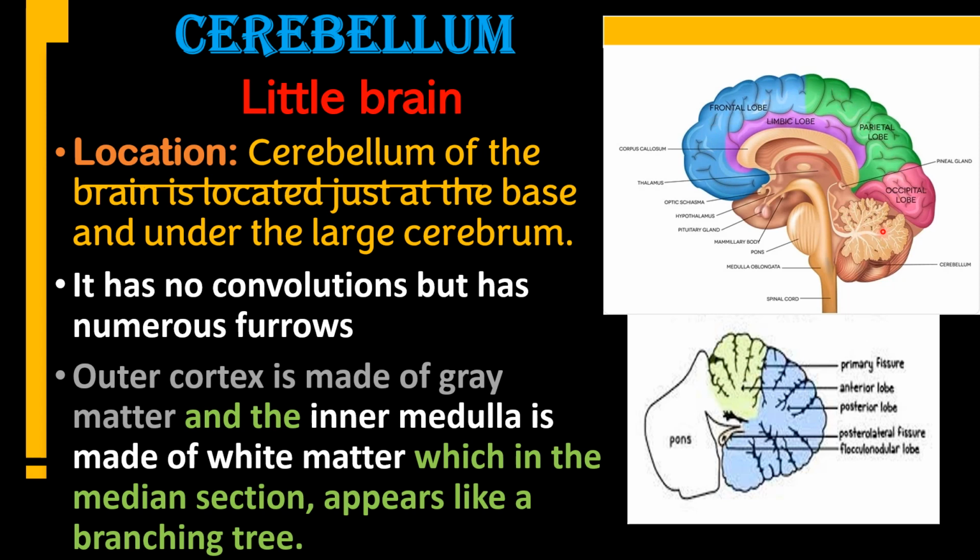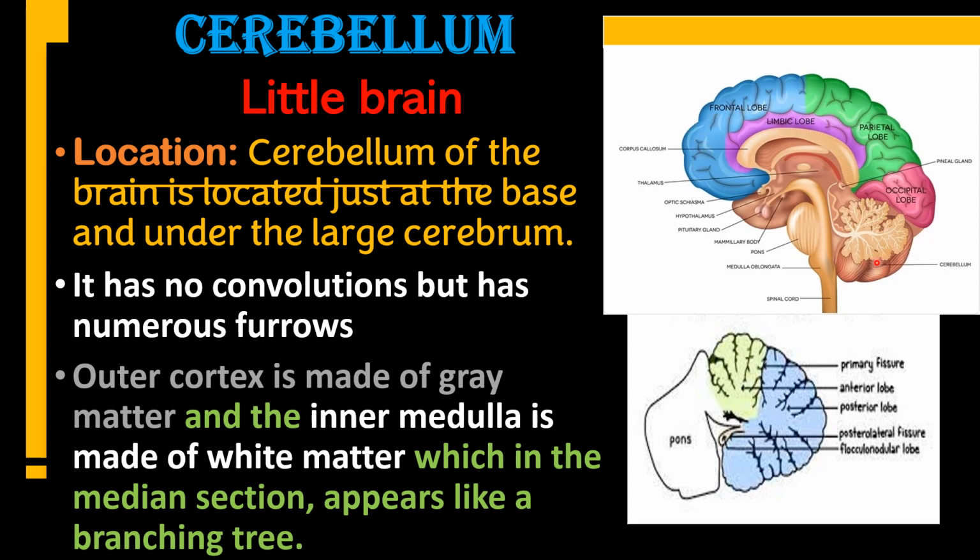It is just at the base and under the large cerebrum. It has no convolutions, no foldings, but it has grooves. Furrows are there. Here you can see furrows are there. The outer region of this cerebellum is the cortex. This outer cortex is made up of grey matter. In the cerebrum also, the outer cortex is made up of grey matter.